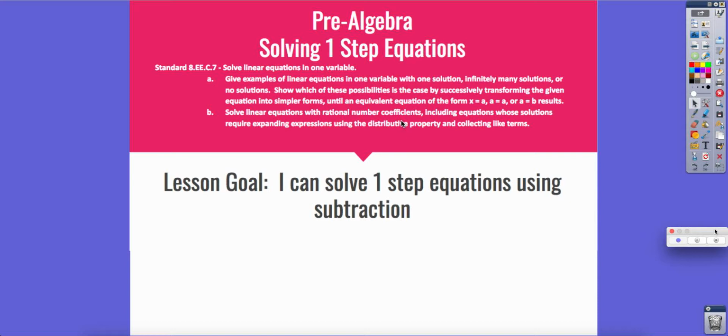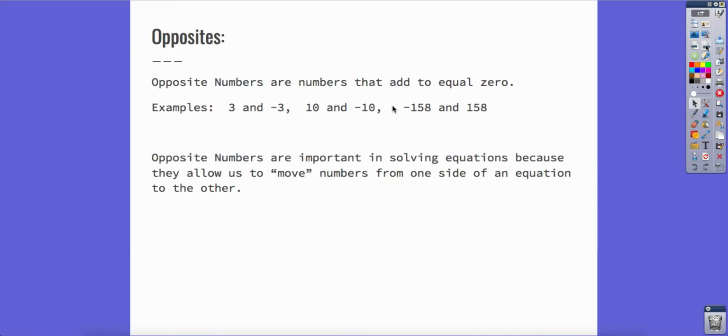This is a video on solving one-step equations. We're going to focus primarily on that one step being subtraction, so all of the equations that we solve here are going to involve subtraction. The very first thing we need to talk about when we're solving is opposites.